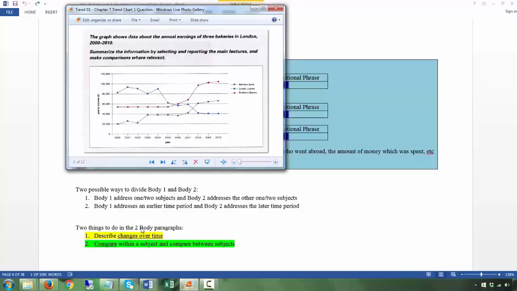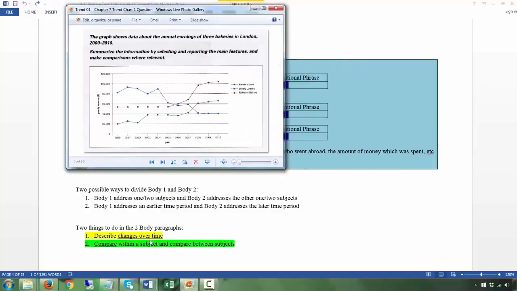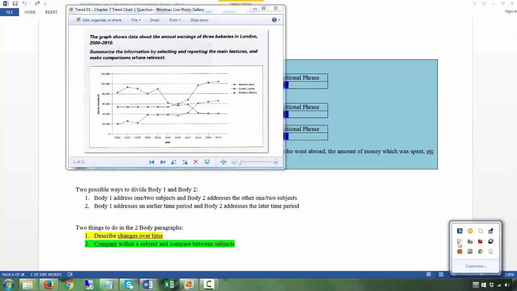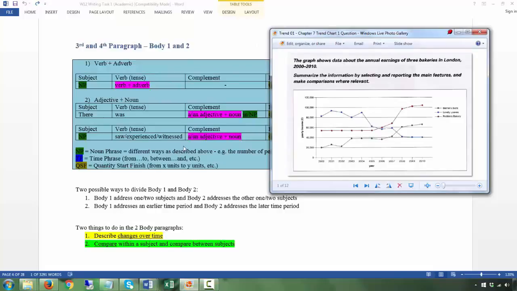And two things to do in the two body paragraphs, very important. Describe changes over time. For example, this one, there was a period of stability. This one fluctuated. This one decreased sharply. Basically, what I just mentioned is describing changes over time. The second thing is important: compare within a subject or compare between subjects. What do I mean by that? I'll show you later. I've highlighted these two, yellow and green, so later when I give you the example answer, you will see.